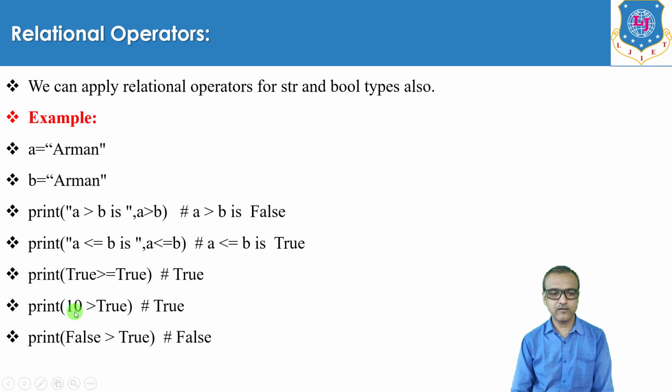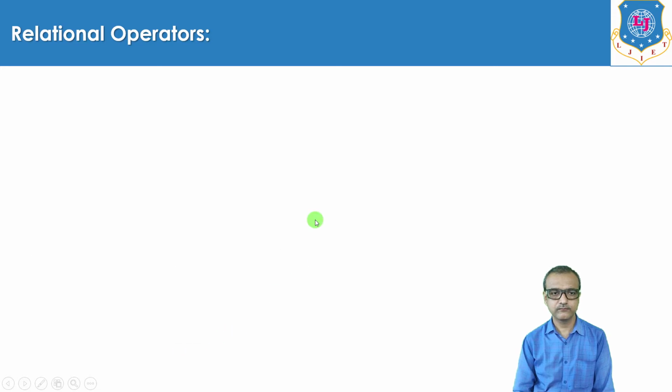Now print 10 greater than true. True means 1. So is 10 greater than 1? Yes. So the output of this print statement is true. Similarly, print false greater than true. False means 0 and true means 1. So is 0 greater than 1? No. So the output of this print statement is false.